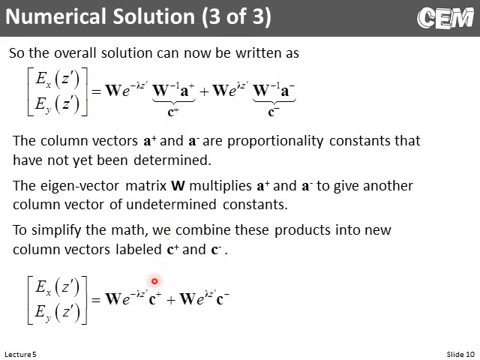So now we write our solution this way, and we avoid some math. We have our eigenvector matrix times the exponential of the eigenvalue matrix, but we also took the square root of the eigenvalues, multiplying these unknown coefficients of our modes. The first term is the forward wave. The second term is the backward wave. I should say waves in plural, because there's more than one mode.